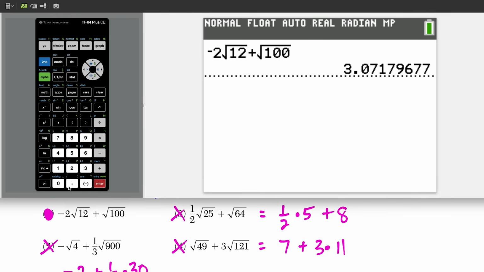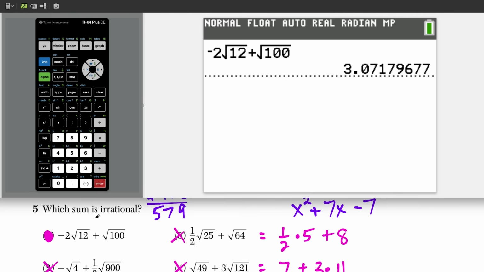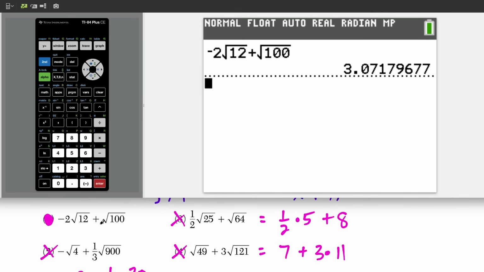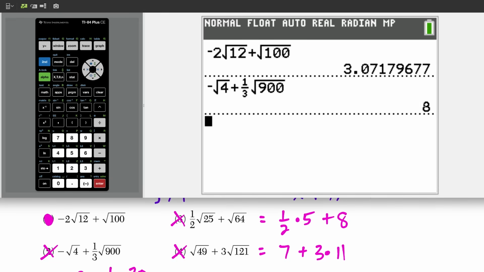If I type in one of the answers that was not our answer choice, the ones that were rational, like let's say choice 2, if I write in negative square root 4, and remember the negative is on the outside, so I have negative square root 4 plus 1/3. I'm going to press alpha y equals enter to pull up a blank fraction. This is just a nice way to type in a fraction in the TI-84 Plus CE. And then I have the square root of 900. Notice when I do it this way, I get a whole number. Okay, I get a whole number 8. So that's how I know 2 is not irrational.